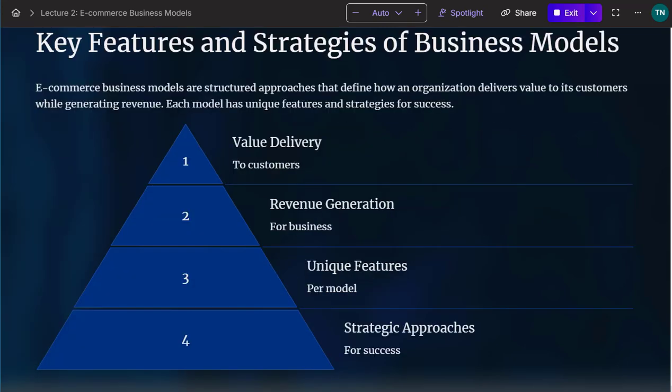So now we look at the key features and strategies of business models. E-commerce business models are structures and approaches that define how a company delivers value to customers and generates revenue. Each model has unique features and strategic approaches for success. We will explore 4 key aspects of e-commerce business models. Number 1, value delivery to customers. Number 2, revenue generation for the business. Number 3, unique features of each model. And number 4, strategic approaches for success.